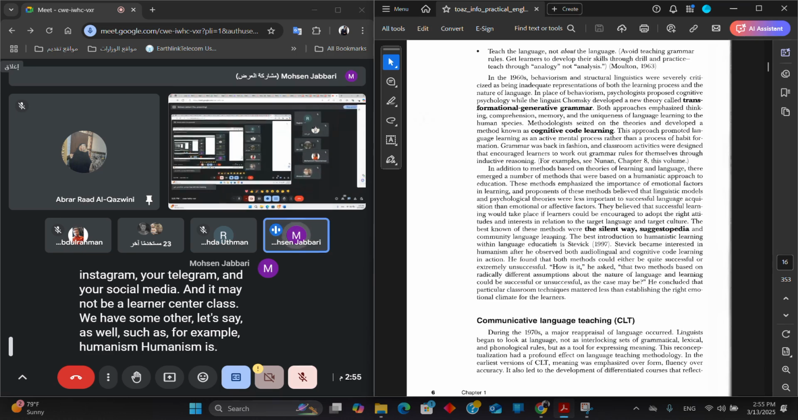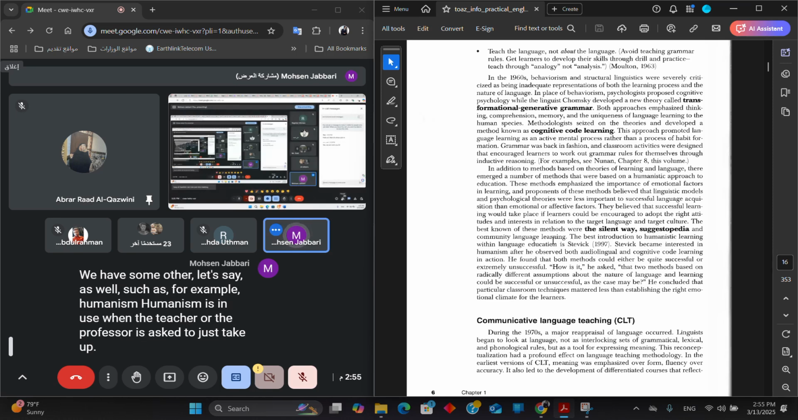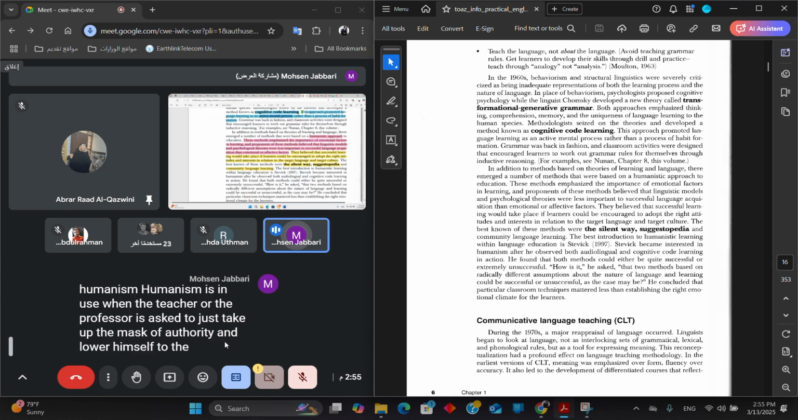We have some other approaches as well, such as, for example, humanism. Humanism is in use when the teacher or the professor is asked to just take off the mask of authority and lower himself to the level of the students.